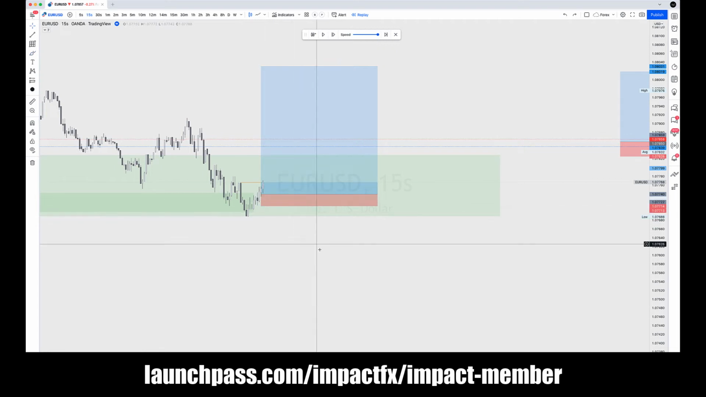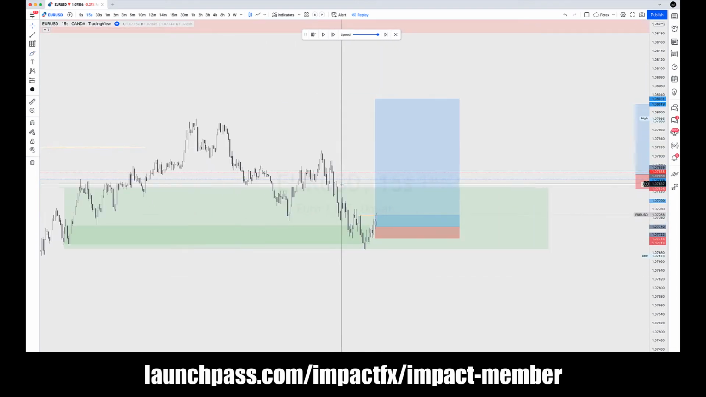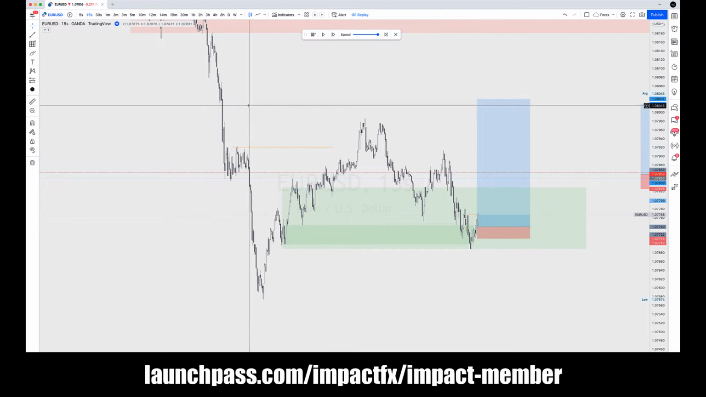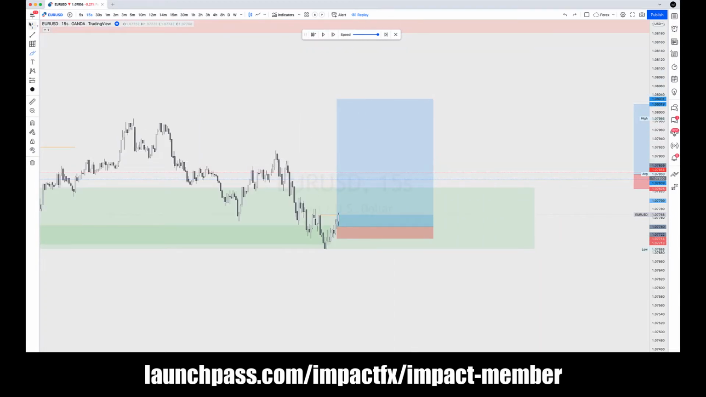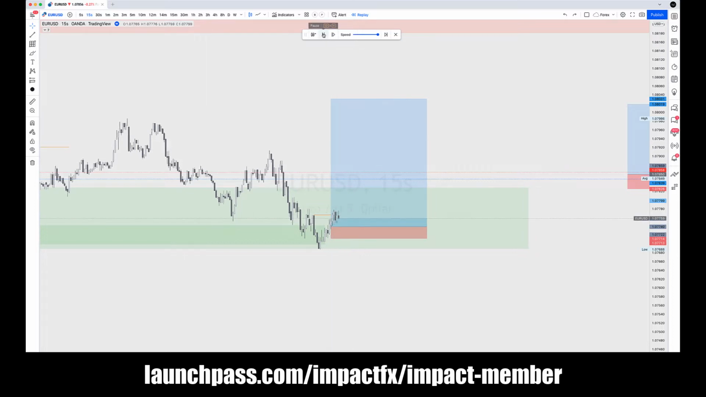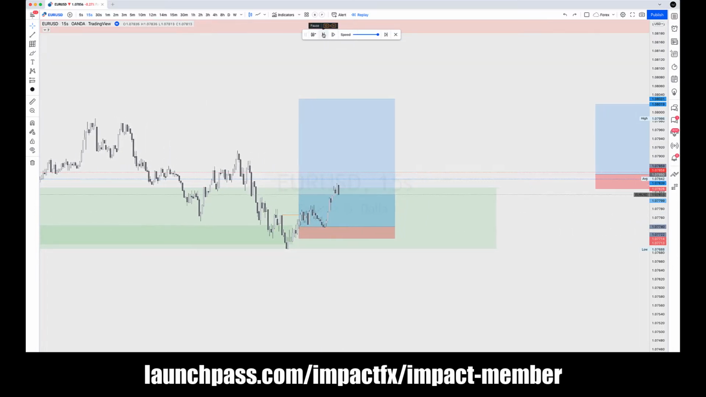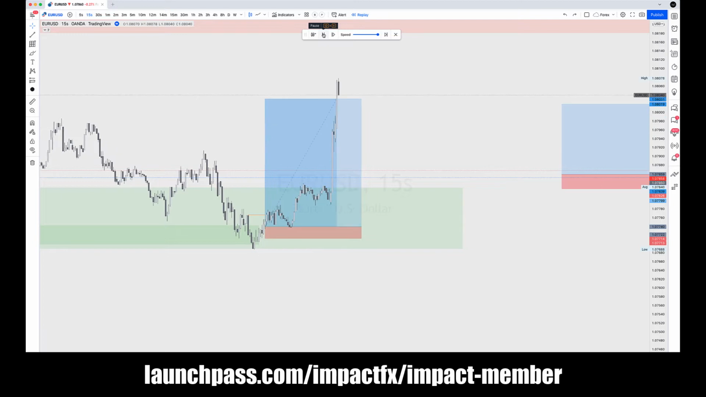So this was a 2.7 pip stop loss, and I targeted the high as well as the imbalance up here for a 1 to 10 RR trade. And this trade ended up tapping me in and then taking off really nicely.